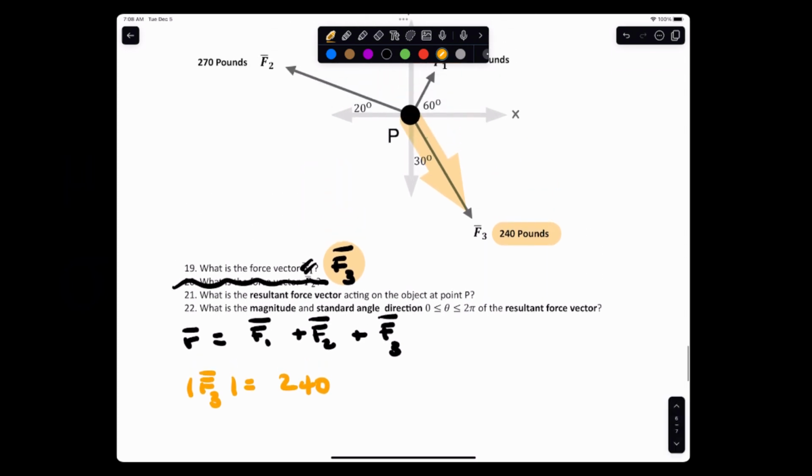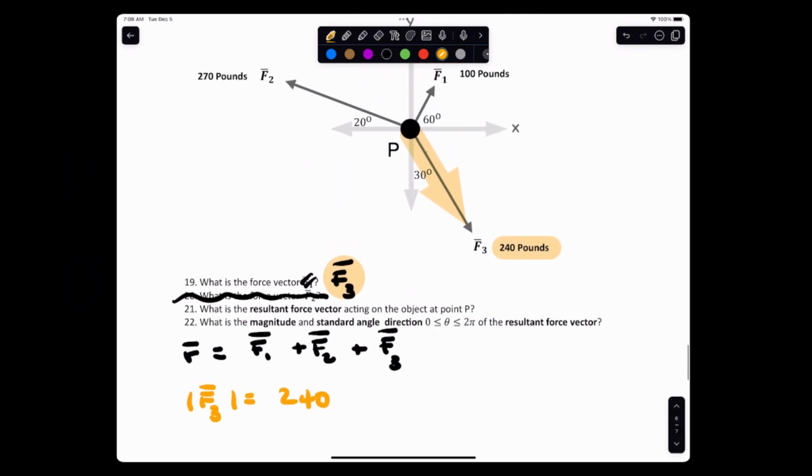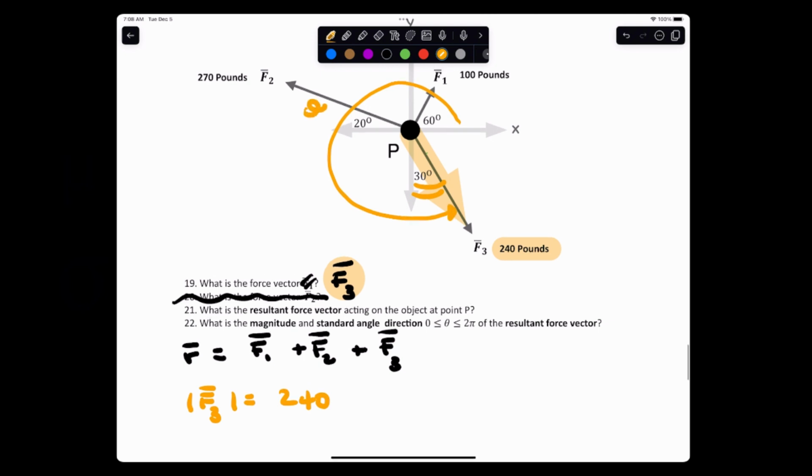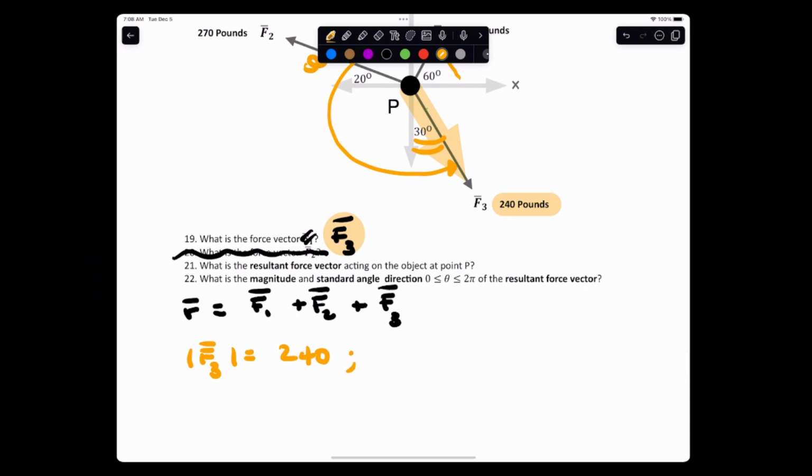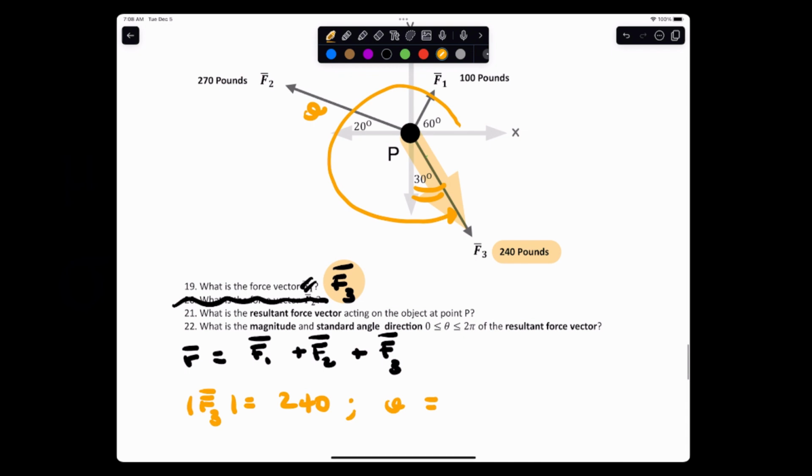240 pounds, is that right? So when they're saying that this is 30 degrees, we need the standard angle. What is the standard angle going to be? Do you guys know? I need this angle here. This is your theta. So what is theta going to be, the standard angle? You know what else I can use, by the way? I can use a negative angle. I can use negative 60 degrees as well. Is that true? You guys okay with that?